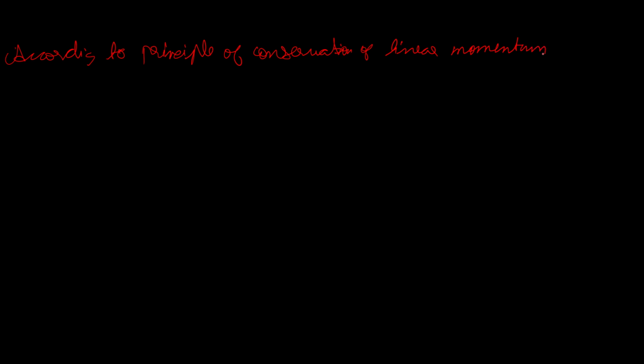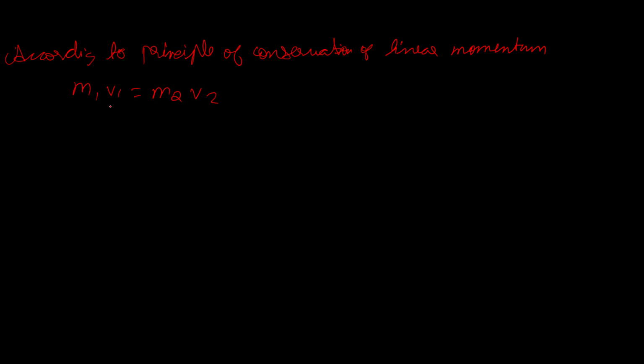According to the principle of conservation of linear momentum, we know the equation m1 v1 equal to m2 v2. Here what all data we have? We have m1, we need to find v1, we have m2, but we don't have v2.